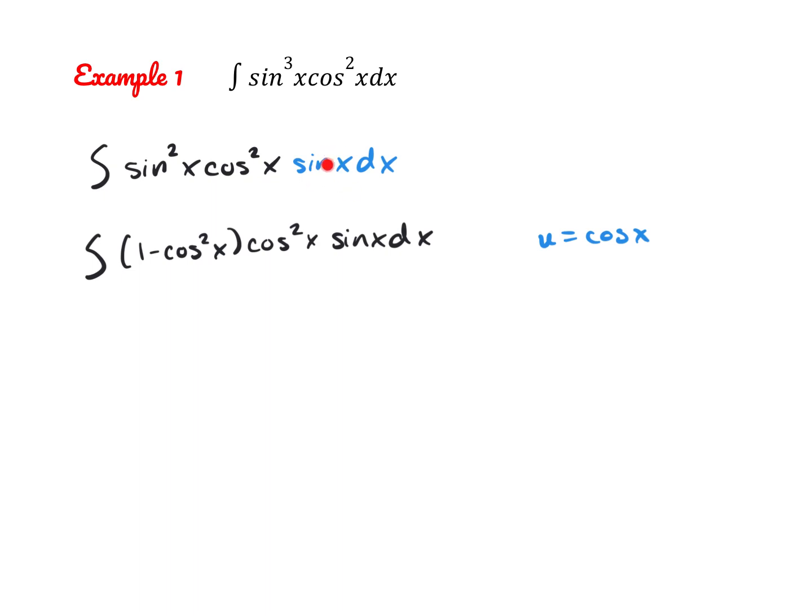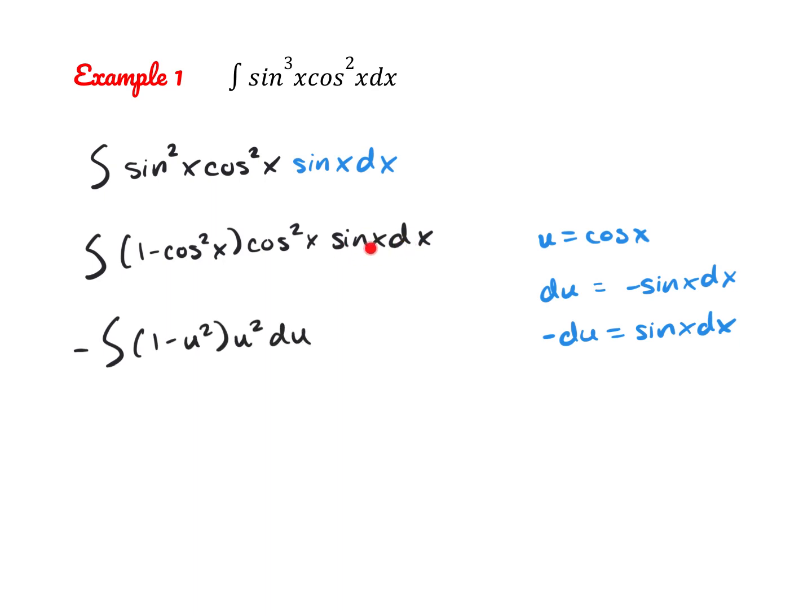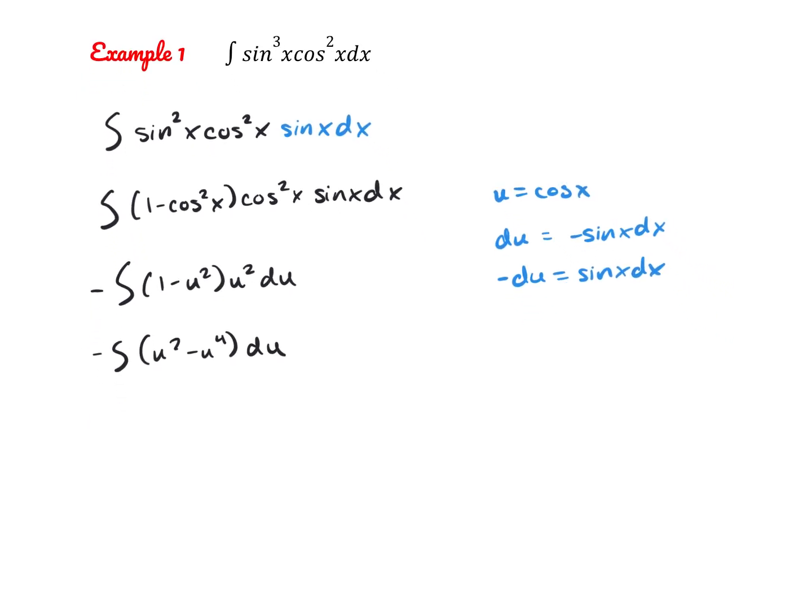And here's why, again, we set aside this single power of sine, because du is negative sine of x dx. So we'll just move the negative to the other side, and this allows us to do a pretty nice u sub. So we'll put the negative out front, and then I have 1 minus u squared times u squared du. So all of this that we set aside substitutes out when we do our u sub.